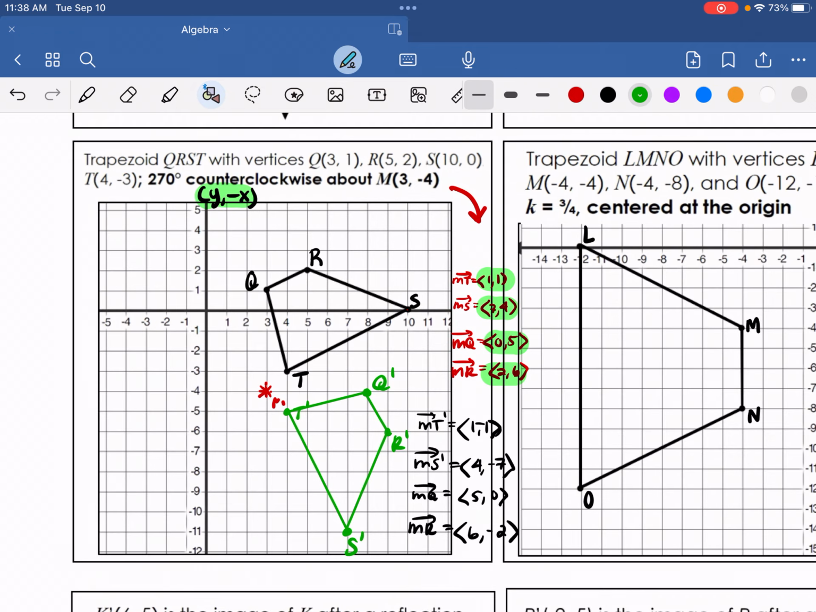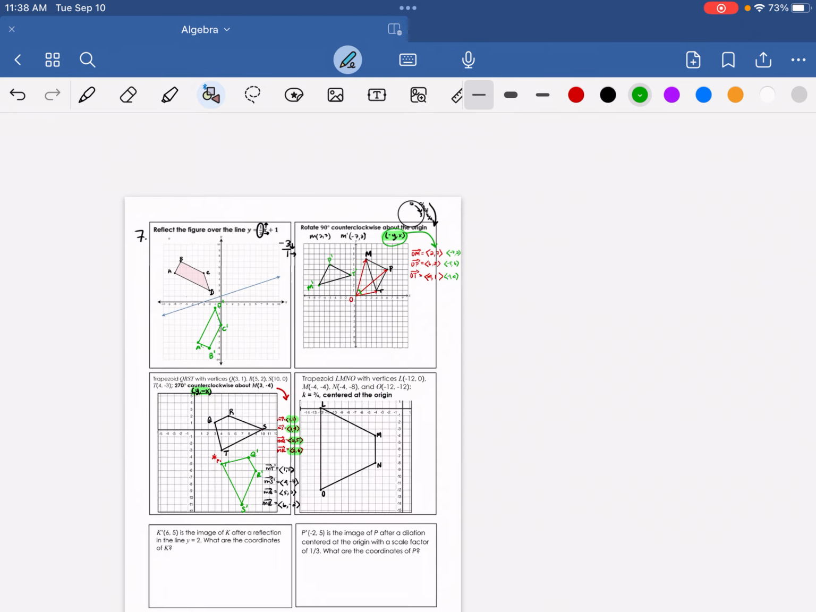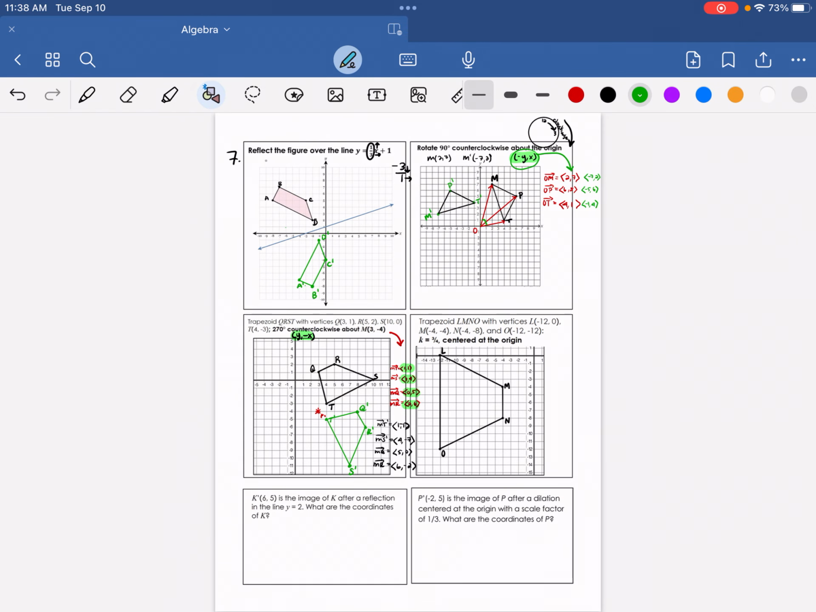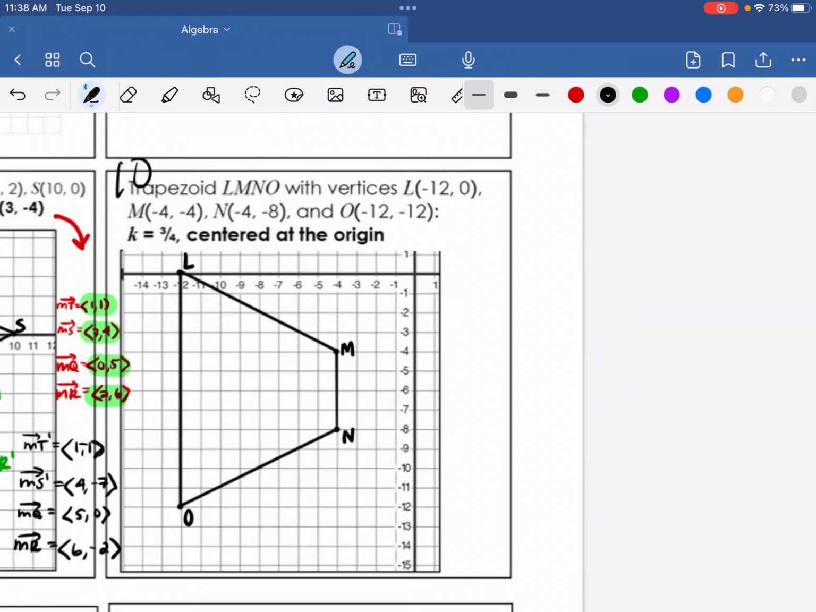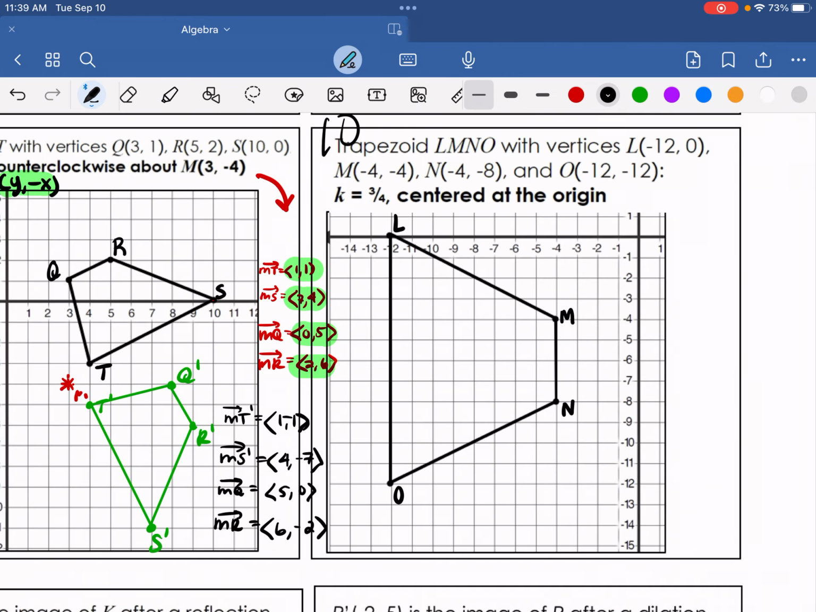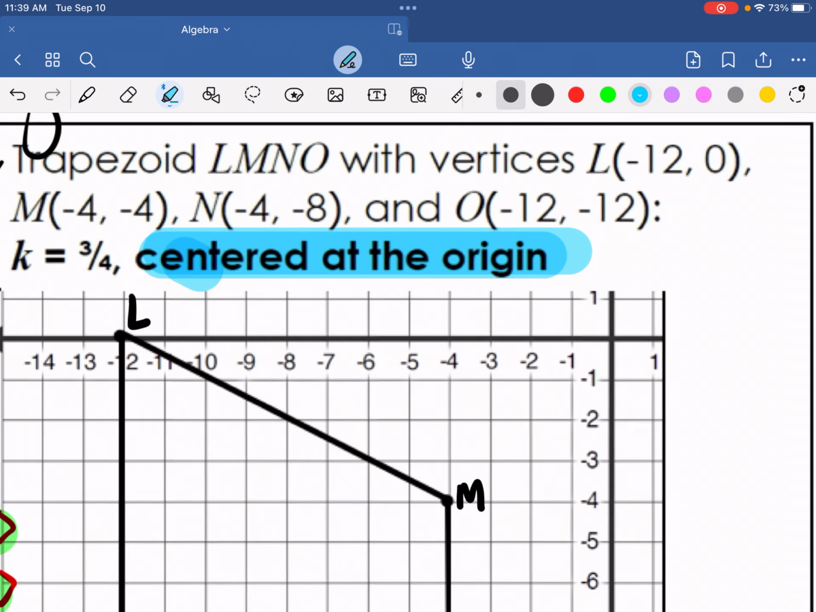So that was 8, 9. Okay, this is question 8, 9. We're on 10. Dilating it from the origin. When it says from the origin, this one's easy. All you have to do is multiply all the points by 3/4. When it says from the origin, yes, you can multiply everything by 3/4. If it doesn't say from the origin, then it's a lot harder. You have to do vectors and then multiply the vectors.